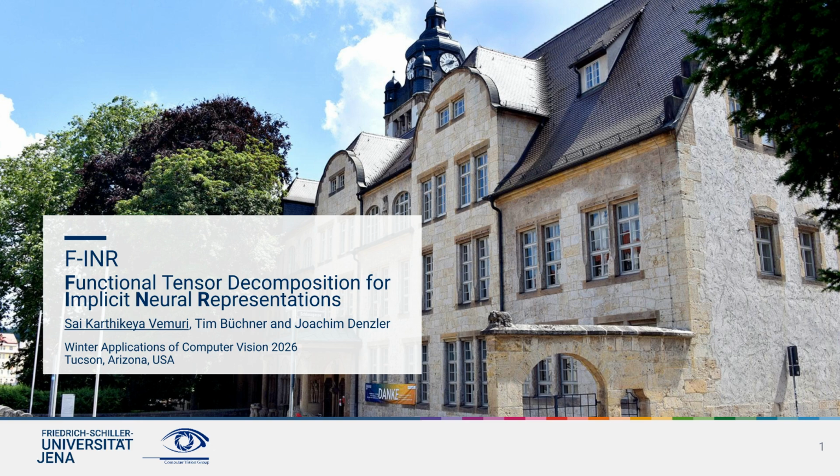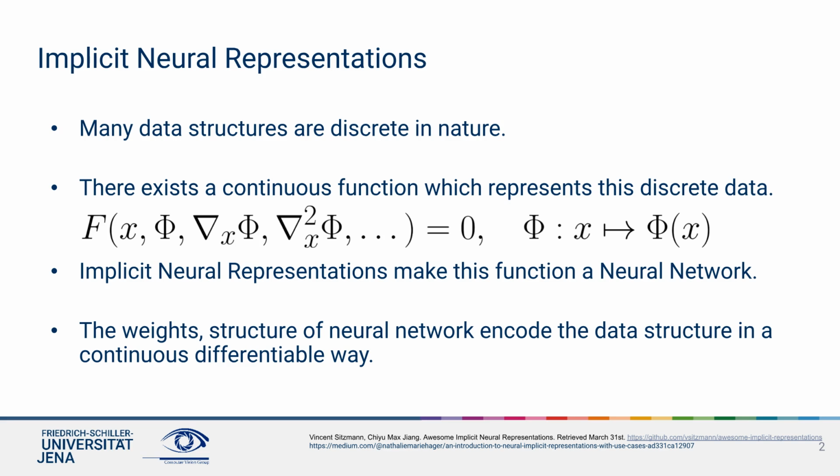In this short presentation, I will introduce our work called FINR, Functional Tensor Decompositions for Implicit Neural Representations. Implicit neural representations use neural networks to represent discrete signals as continuous functions. They are also called coordinate based representations because the input of these networks is the coordinate and the output is the specific quantity, such as pixels, etc. The weights and structure of the neural networks encode the data structure in a continuous and differentiable manner.